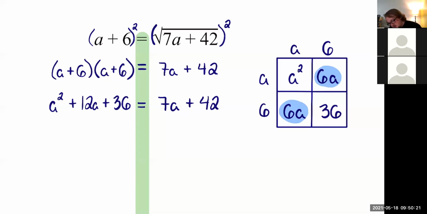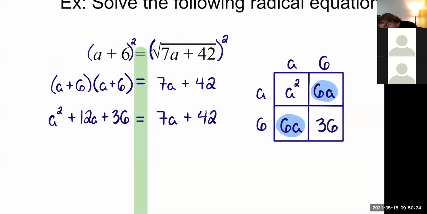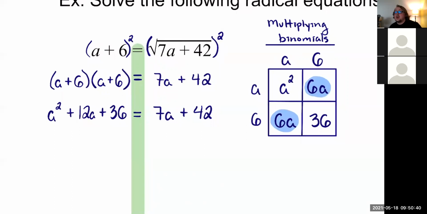So let's make our notes a little bit more useful. I'll make a note here that this was for multiplying binomials. Did you just add those diagonally? Yeah, the 6a and 6a would be like terms. Because if you were to write this out in the old school foiling, you would have had a squared plus 6a plus 6a plus 36. So 6a and 6a makes the 12a.